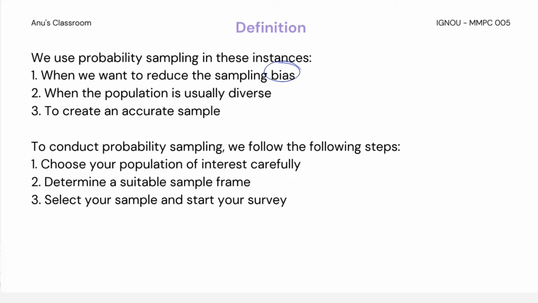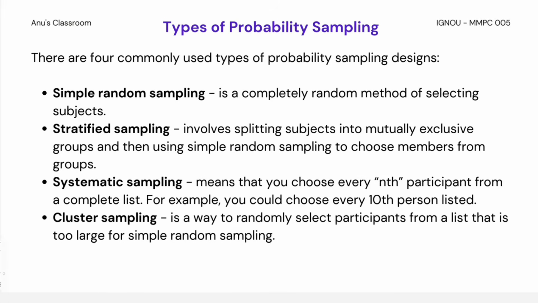Okay, now to conduct probability sampling, what are the steps we must follow? First and foremost, we should choose our population very carefully. Then we have to determine a suitable sample frame and select the sample frame, in the sense we need to determine what kind of sampling method or sampling type we are going to use, and then we select the sample based on that method and we start the survey.